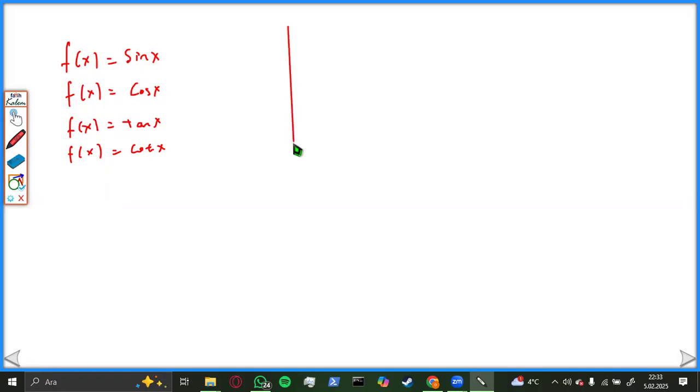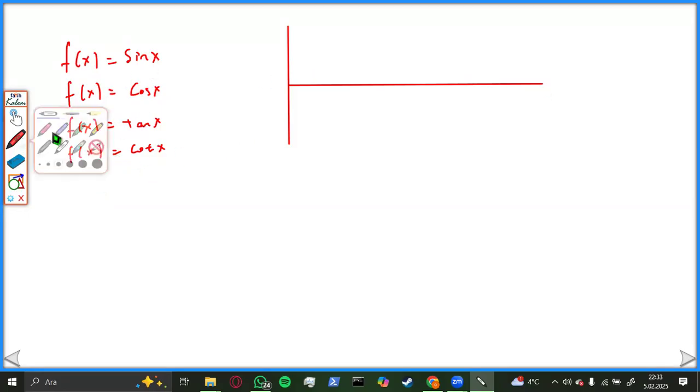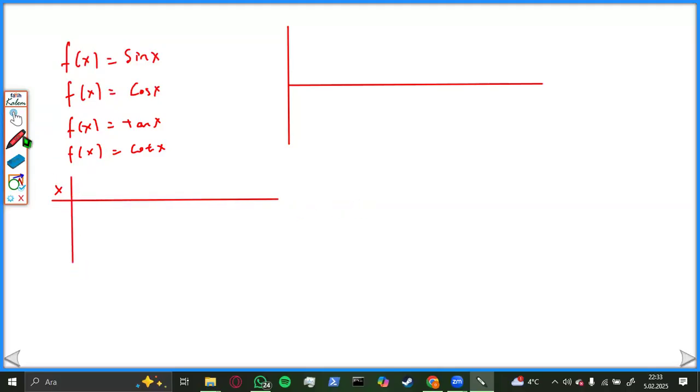For instance, assume that the function is sine x. Before starting, you'd better draw a graph by using x and sine x. Let x be 0 degrees. So x is 0 degrees. At that time, as you remember, sine x is 0.